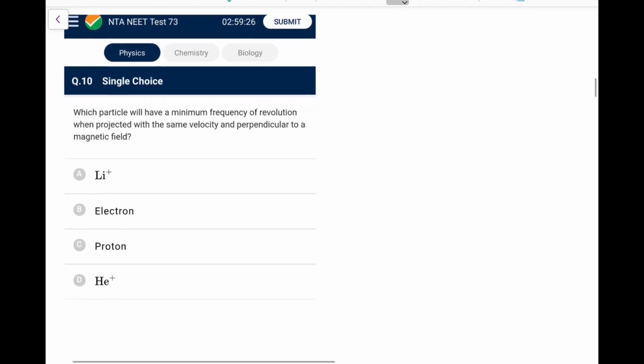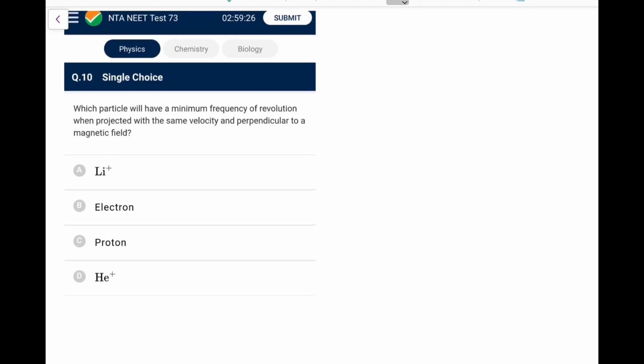Now the next one, which particle will have a minimum frequency of revolution when projected with same velocity and perpendicular to a magnetic field? Okay, so which particle will have a minimum frequency? So what we have, frequency you know is qB upon 2 pi m. It doesn't depend on velocity first of all, so in the same perpendicular field, f will depend on q by m.